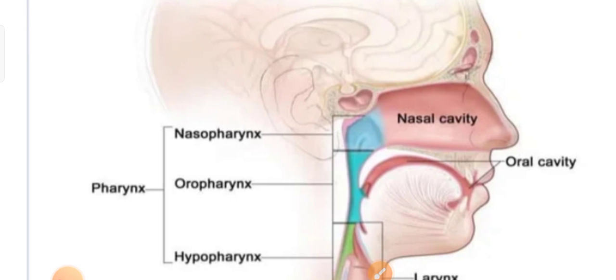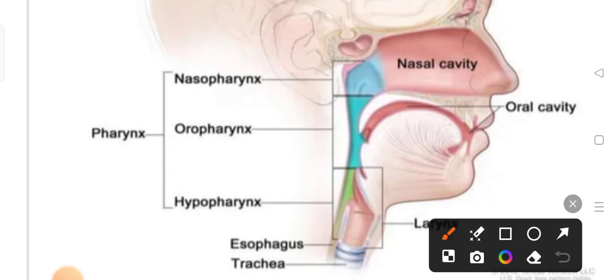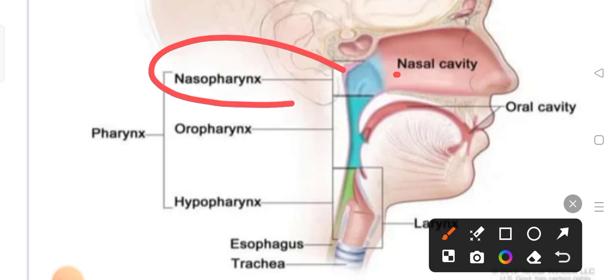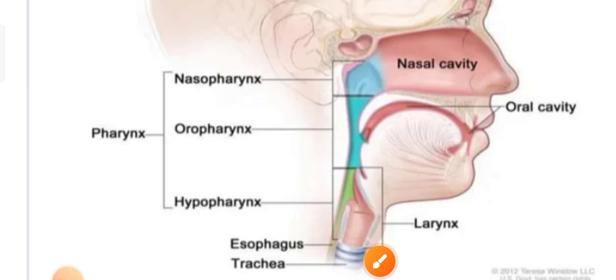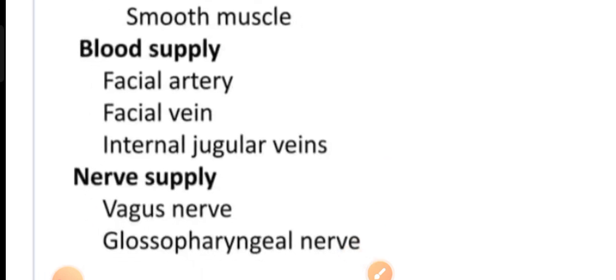The pharynx is mainly divided into three portions. See here: the nasopharynx starts behind the nose, the oropharynx is behind the mouth, and the laryngopharynx extends from the oropharynx. Next, the pharynx is composed of three layers: mucous membrane, fibrous tissue, and smooth muscles.